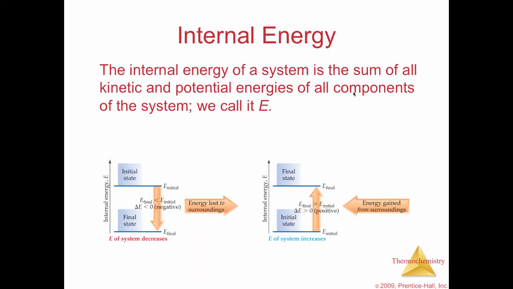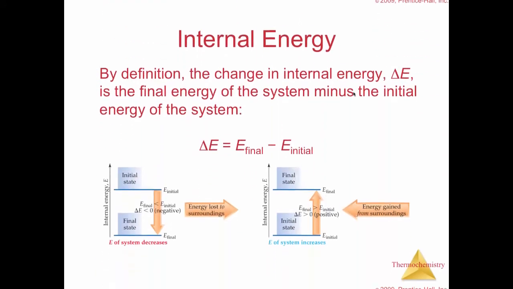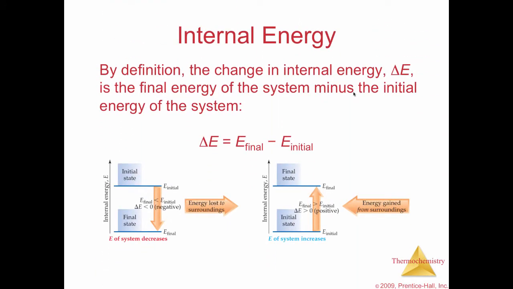The internal energy of a system is the sum of all kinetic and potential energies of all components of the system. We call this E. By definition, the change in internal energy, delta E, is the final energy of the system minus the initial energy of the system.